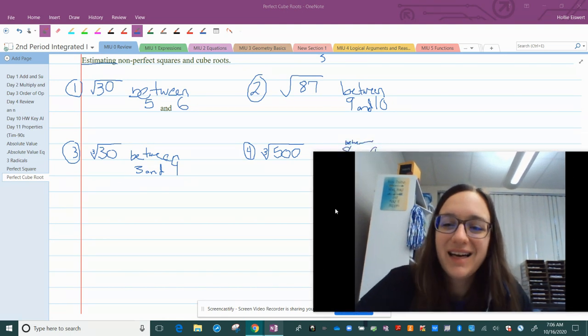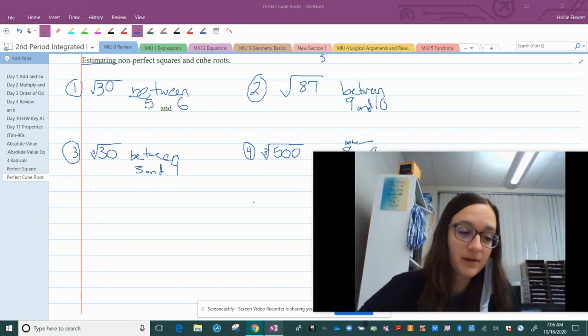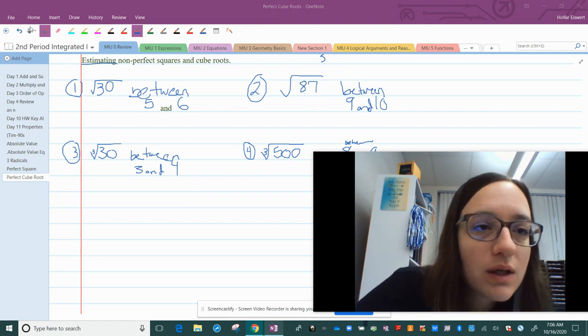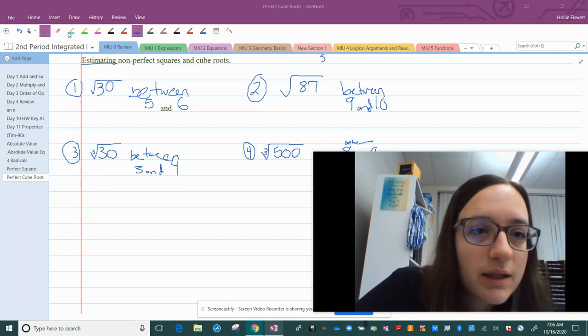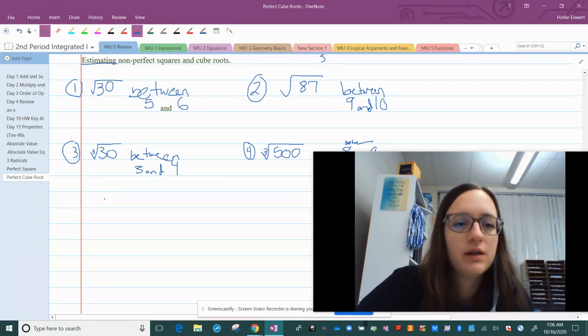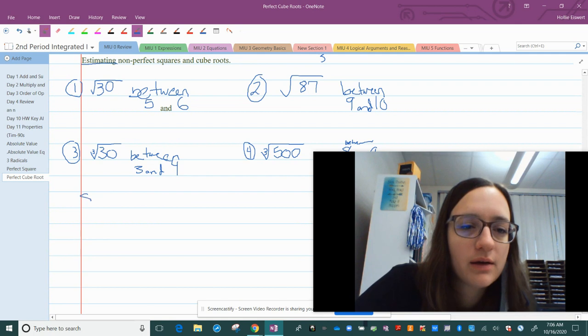And the next thing I want to show you is how to simplify cube roots. So we're going to simplify cube roots for our next part here. Let's see, can I... I'll just write it.